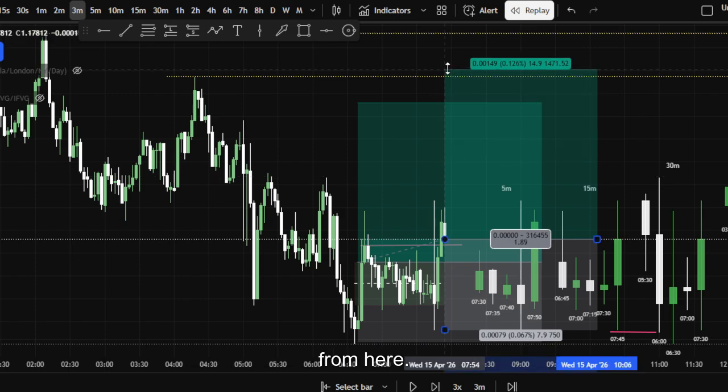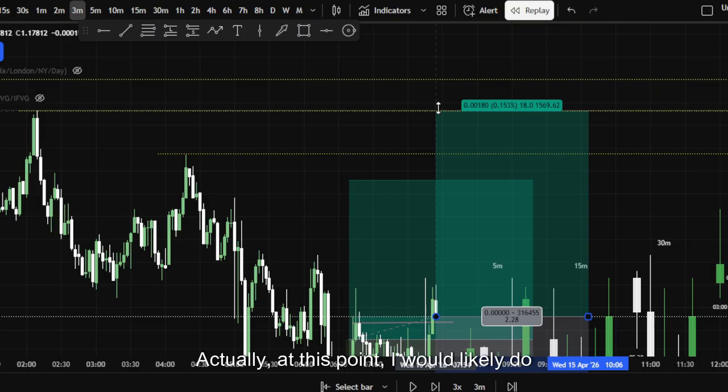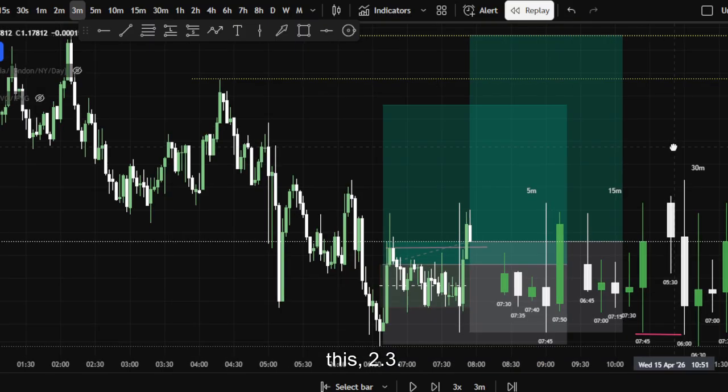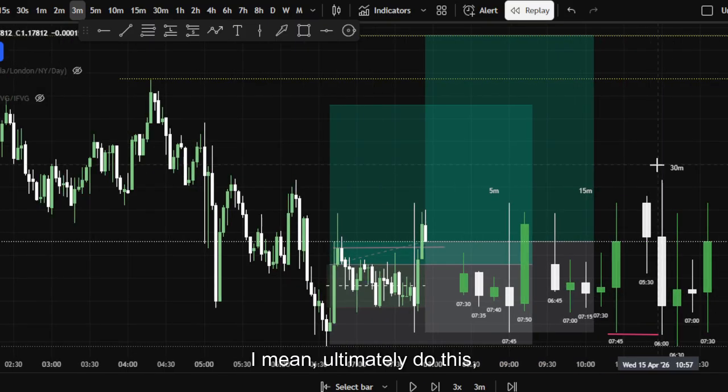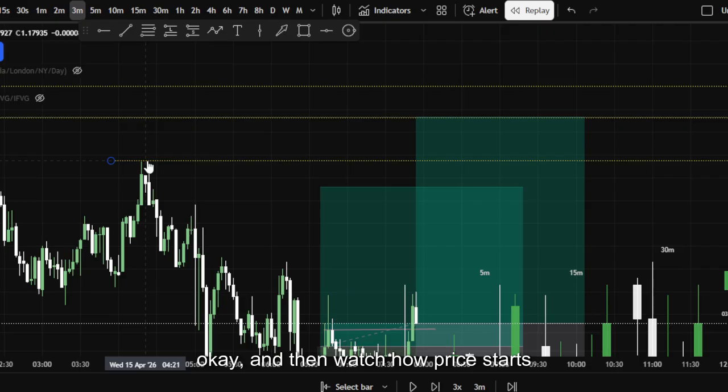And now we would need to go to our target from here. I personally would be fine with a 1.8. Actually, at this point, I would likely do this 2.3. Your call, though. Ultimately, do this, okay, and then watch how price starts reacting.